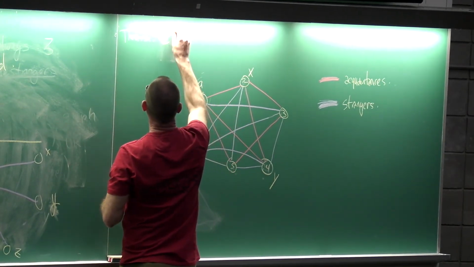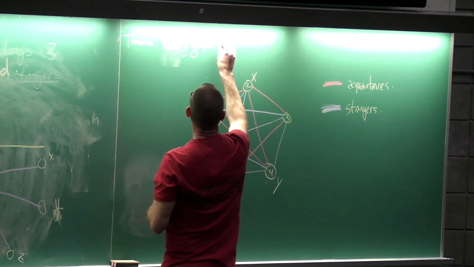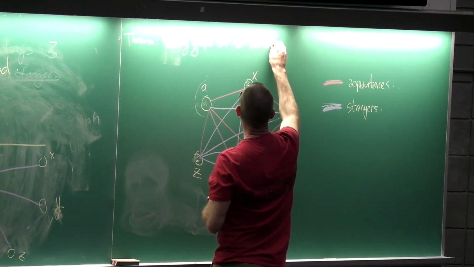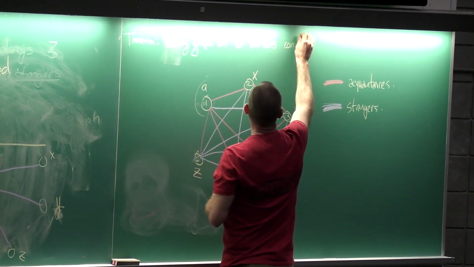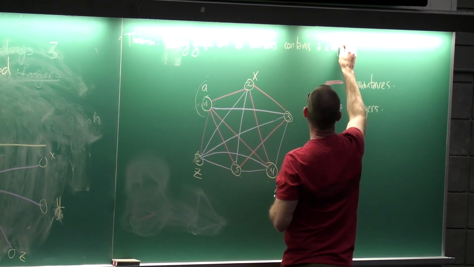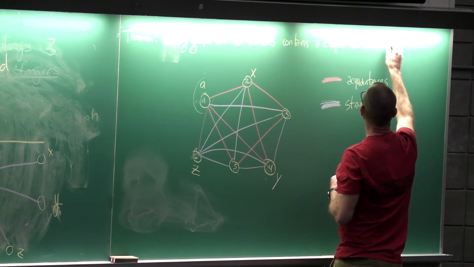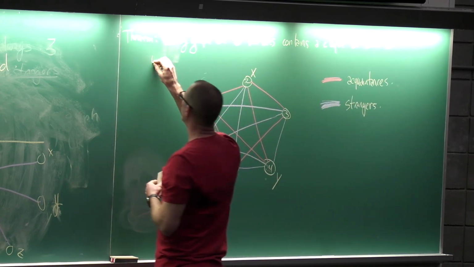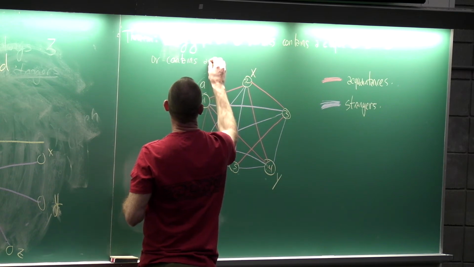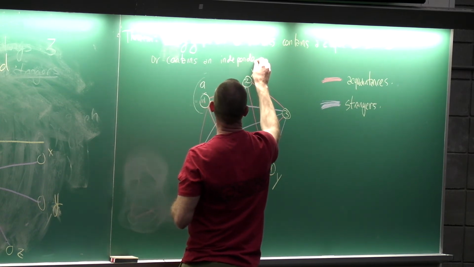Which is the following. Every graph on 6 vertices contains a clique of size 3 or contains an independent set of size 3.